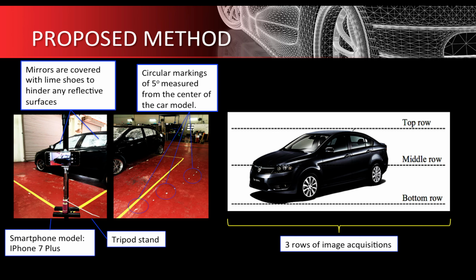Also, a tripod stand is used to avoid any shakiness during the photogrammetry procedure. This is to avoid the pictures from being blurry. Also, the images are acquired from 3 different rows, which are the top, middle, and the bottom row. This is also to increase the overlapping images for enhanced and precise 3D model generation.